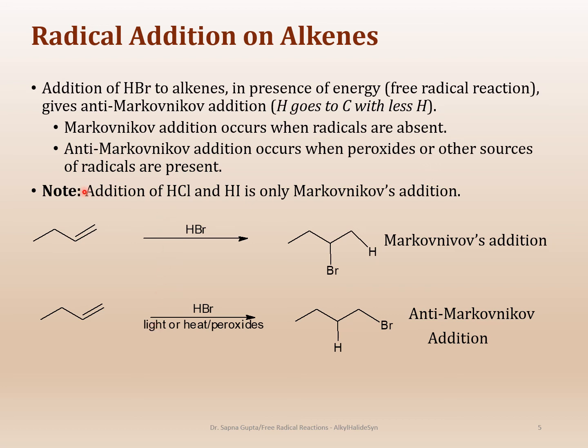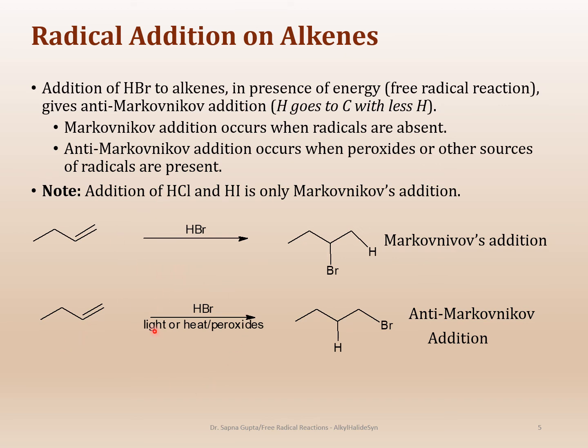So for example, right here, if you take a terminal alkene, now remember, if you have a symmetric alkene, then whether you do free radical or normal kind of addition, it's not going to matter. So this is only when you have a terminal alkene or an asymmetric alkene. So normally if you add HBr to this, you will get Markovnikov addition, which is that hydrogen goes to the carbon with more hydrogens. That is Markovnikov. So this is what you have learned so far.